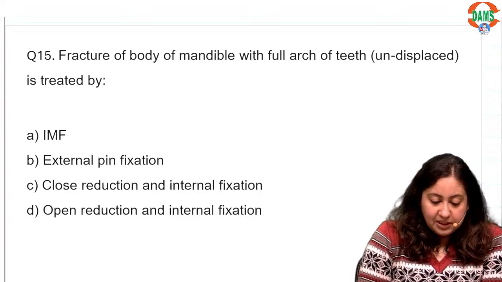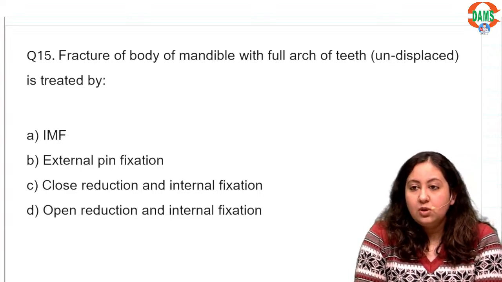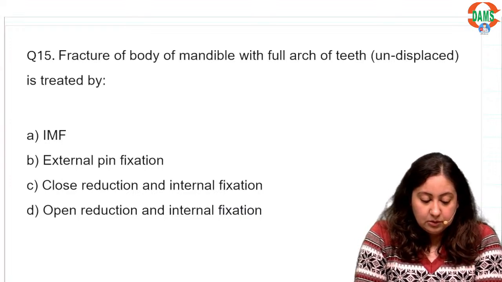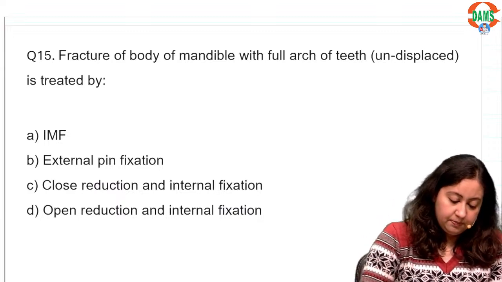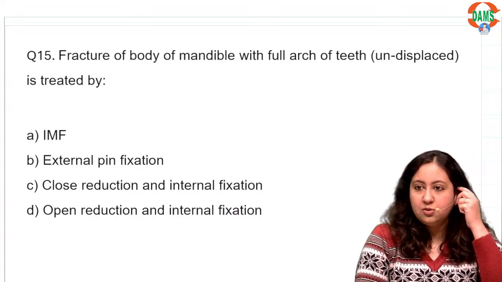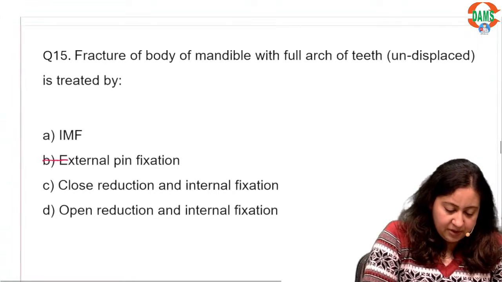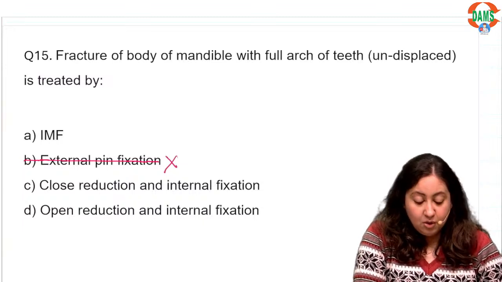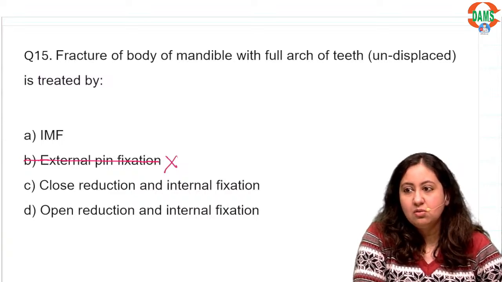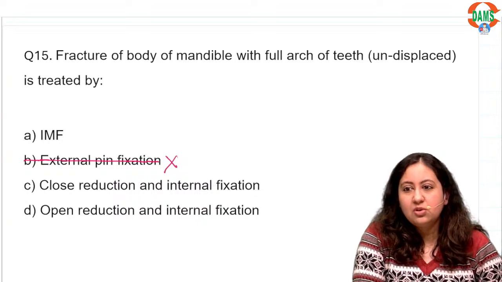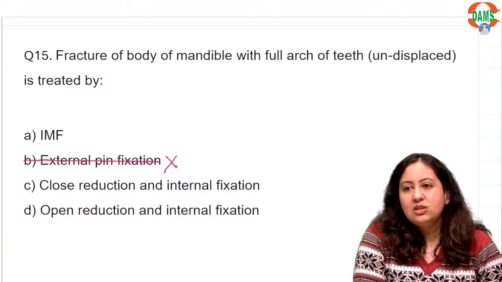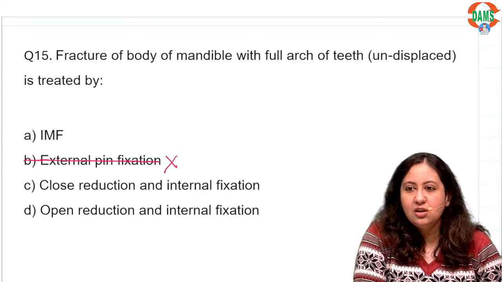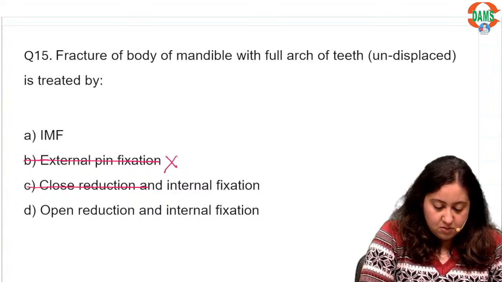Fine. So basically, this is again another absurd question. First, let us rule out our options, the options which are just not possible. External pin fixation, this is not possible. Now, careful. Option C, closed reduction internal fixation. Closed reduction and IMF is possible, but closed reduction and internal fixation is not possible. Internal fixation is your use of plates and screws. So without exposing the fracture site, how can you use plates and screws? So closed reduction, internal fixation is nothing.